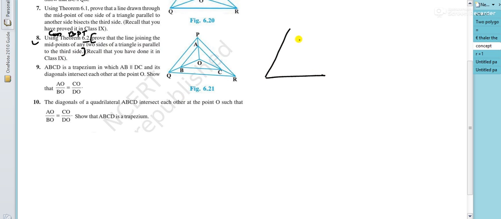Prove that the line joining the midpoints of any two sides of a triangle is parallel to the third side. So again, this is the triangle. Imagine, let ABC be a triangle. Now what have they given? Let me take the midpoint of AB as D and the midpoint of AC as E. Then this line joins the midpoints of the two sides, so it is parallel to the third side.